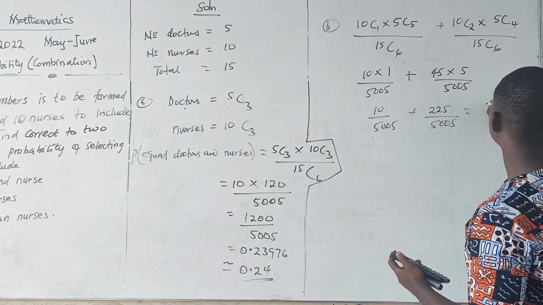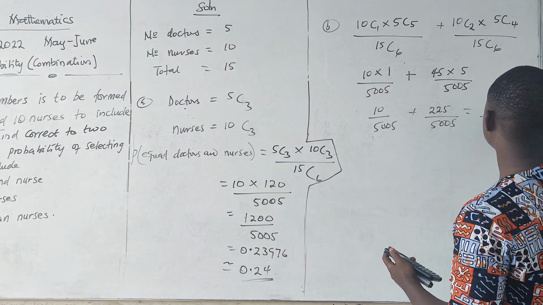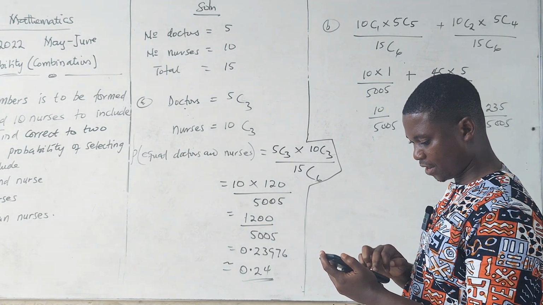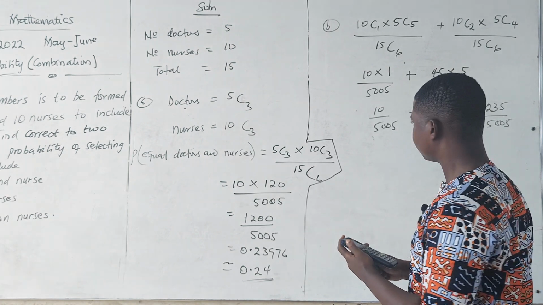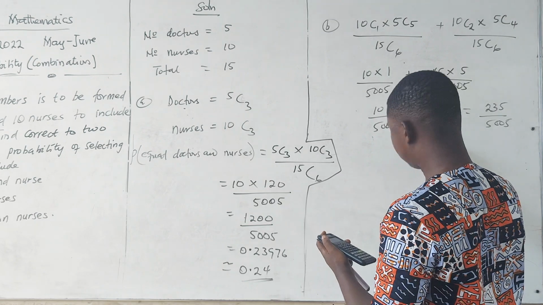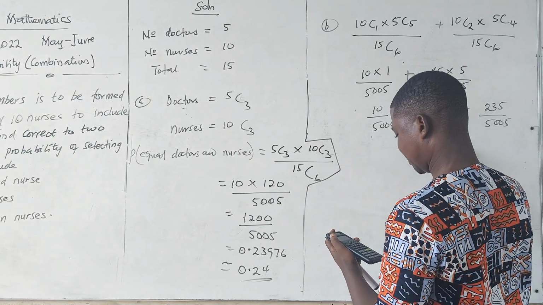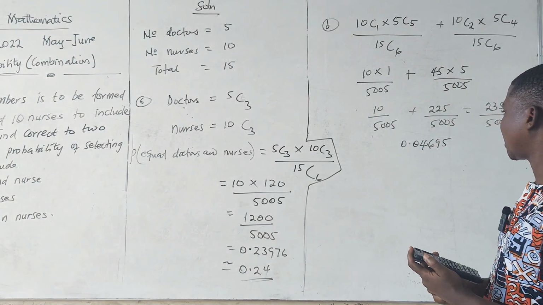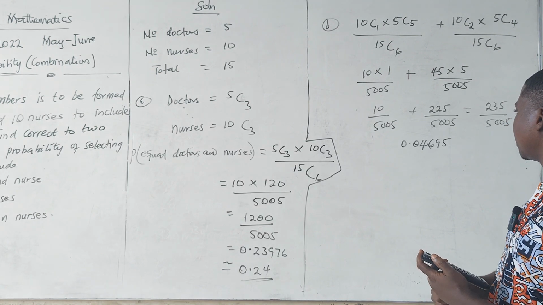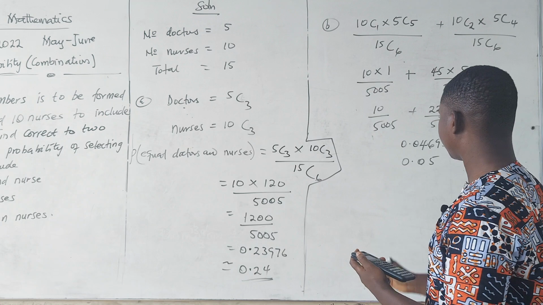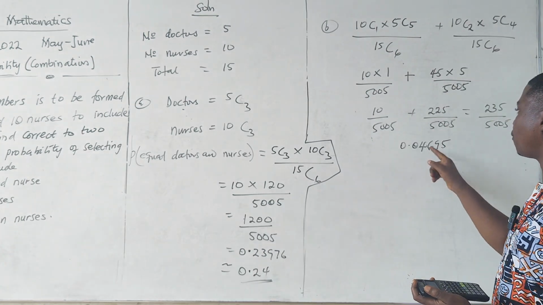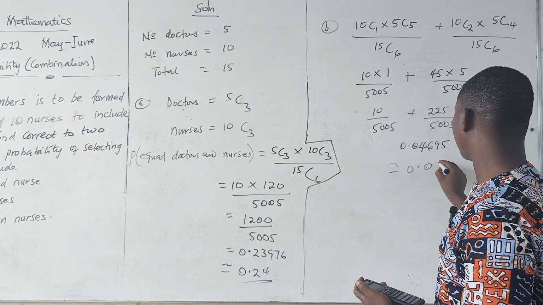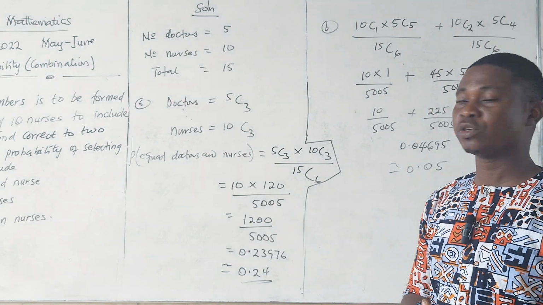So we have 235 over 5005. And this one, 235 over 5005, will give us 0.04695. To 2 decimal places, it becomes 0.05. And that is the solution for B.